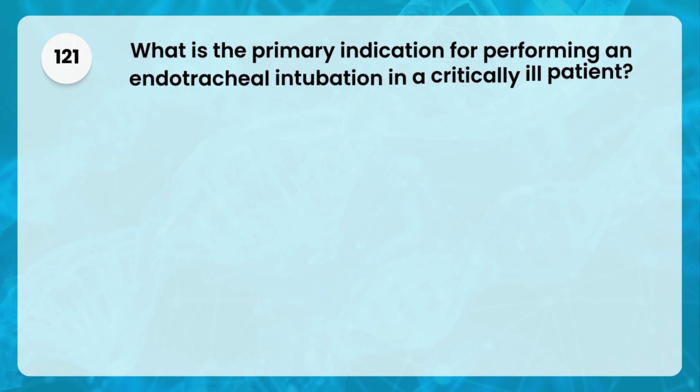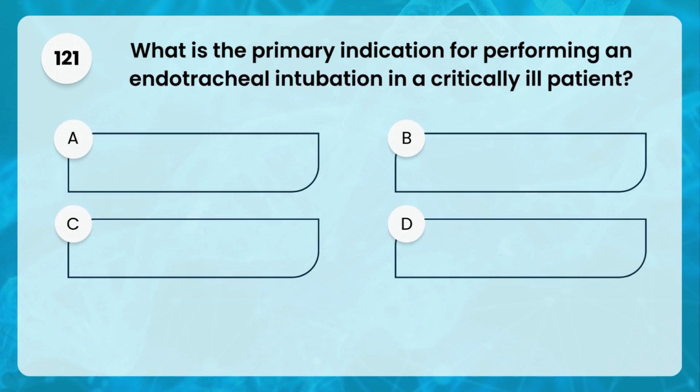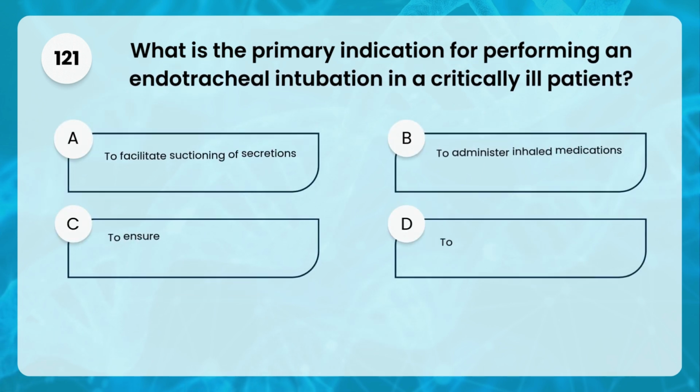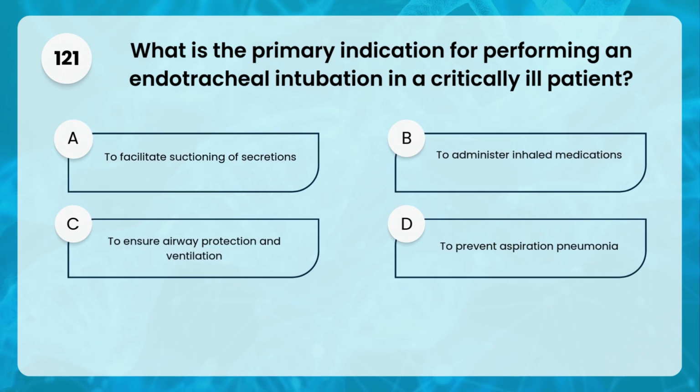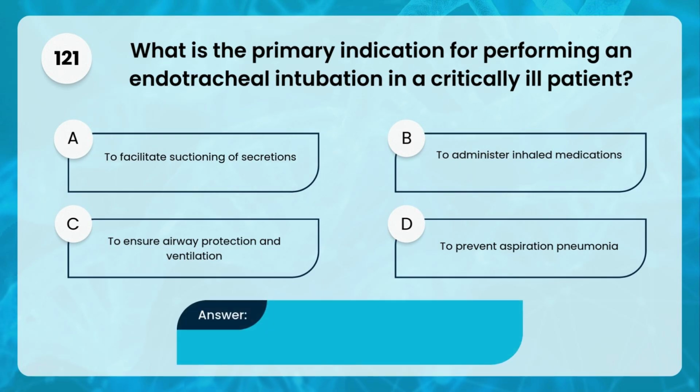121. What is the primary indication for performing an endotracheal intubation in a critically ill patient? A. To facilitate suctioning of secretions. B. To administer inhaled medication. C. To ensure airway protection and ventilation. D. To prevent aspiration pneumonia. The answer is C. To ensure airway protection and ventilation.